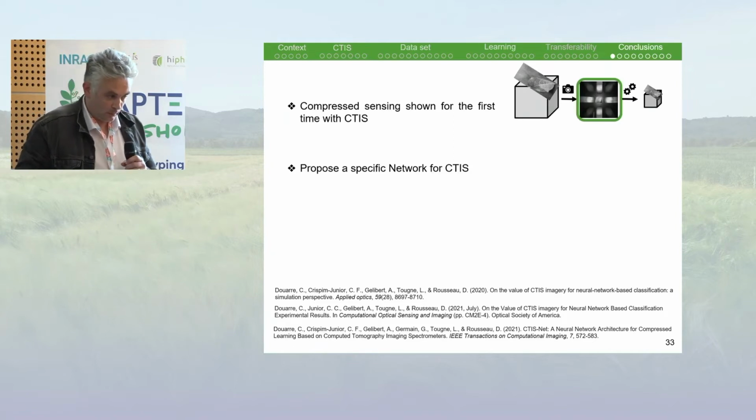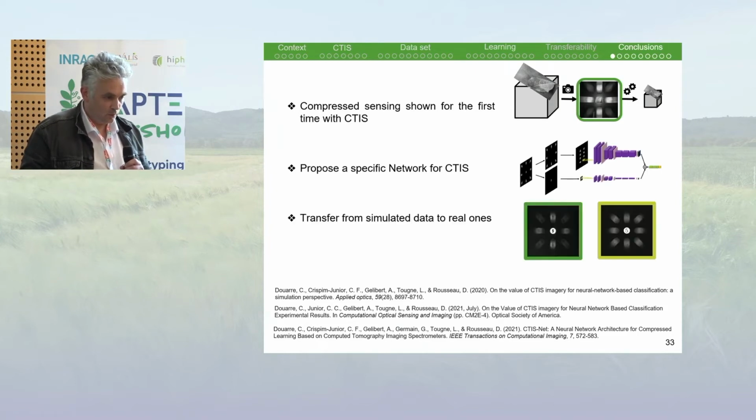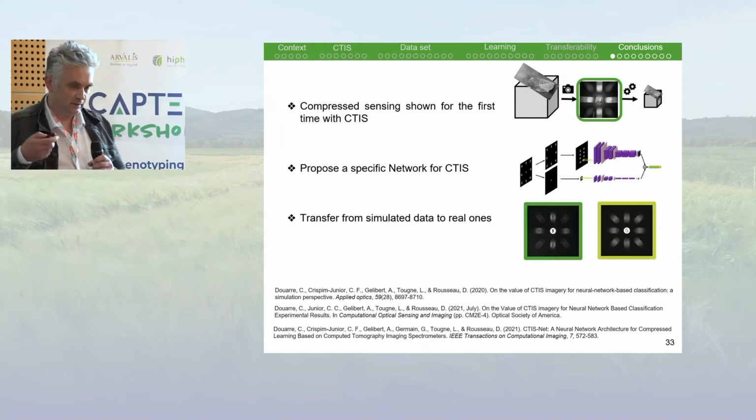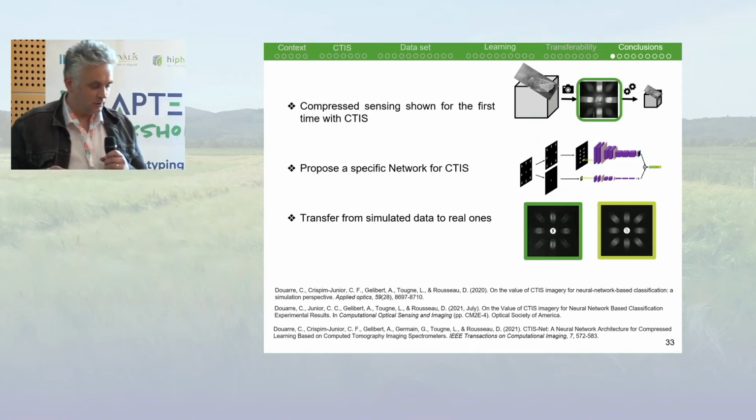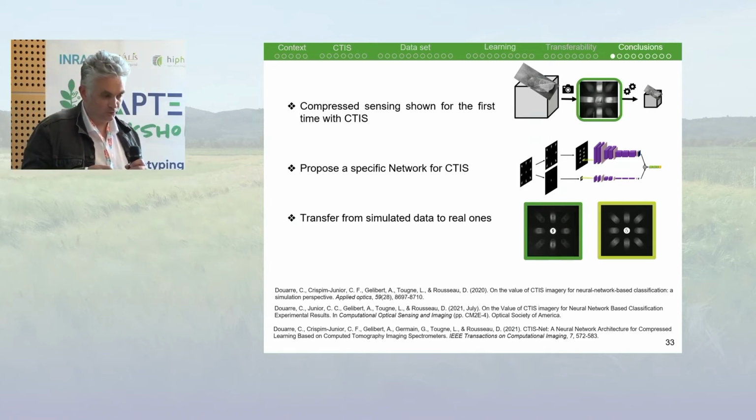What we can remember about this is that compressed sensing is shown for the first time here with CETIS. We propose a specific architecture mixing spectral and spatial information, and we are on our way to a transfer from simulated to real data. We have some real data sets where we have trained on synthetic data and applied on real ones successfully, in one of the three papers cited here.